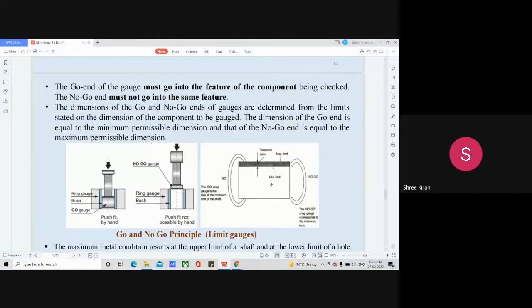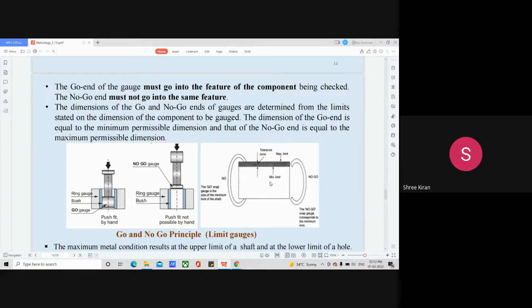So the go end of the gauge must always go into the feature of the component being checked. The no-go end must not go into the same feature.